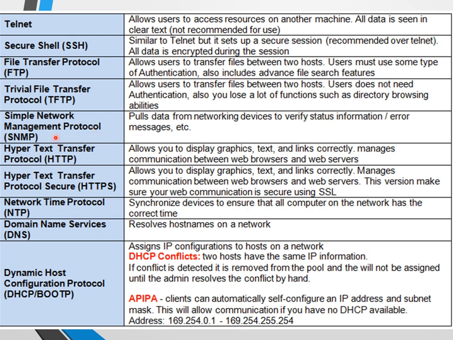Next one is SNMP, the Simple Network Management Protocol, which polls data from network devices to verify status information or error messages. What does the Hypertext Transfer Protocol, HTTP, do? It allows you to display graphics, text and links correctly. It manages the communication between web browsers and web services.